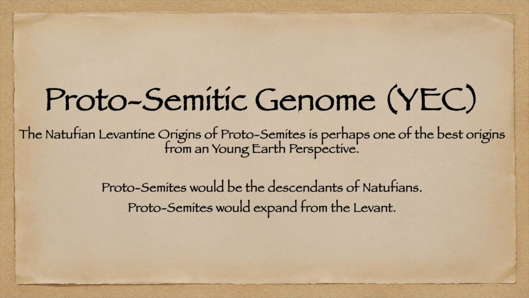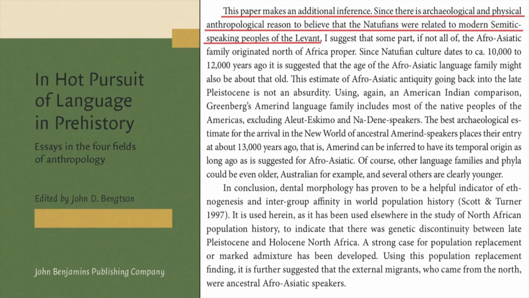The Natufian Levantine origins of Proto-Semites is perhaps one of the best origins from a young Earth perspective. Proto-Semites would be the descendants of Natufians, and would have expanded from the Levant, the homeland of Natufians. According to the book In Hot Pursuit of Language and Prehistory, this paper makes an additional inference since there is archaeological and physical anthropological reason to believe that the Natufians were related to modern Semitic-speaking peoples of the Levant. And this is why I would say Natufians are the ancestors of Semites.